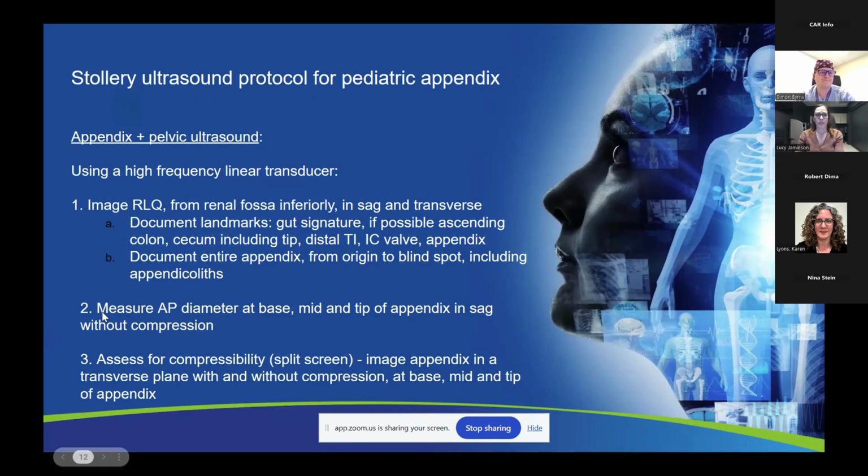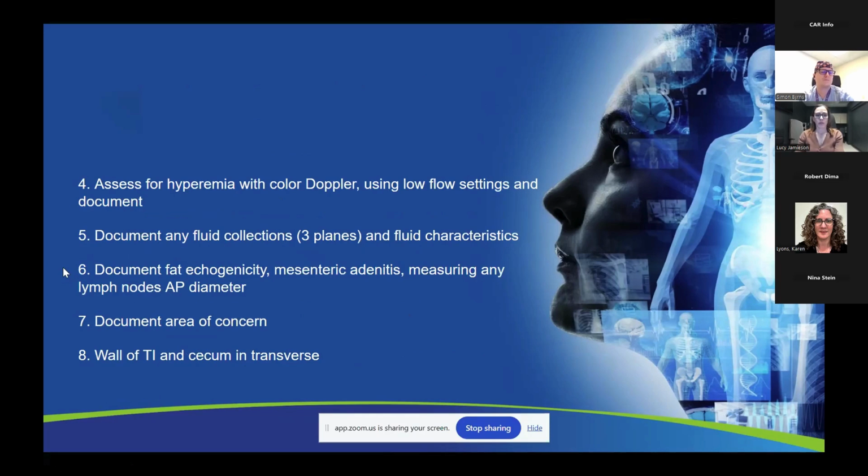Actually, I'll talk about the pathway next. This is our local ultrasound protocol. It's a targeted ultrasound of the appendix and abdomen and pelvis. I don't need to go through all of this, but it's basically a targeted ultrasound of the right lower quadrant, looking at the gut signature, terminal ileum, ileocecal valve, making sure to look at all of the appendix in different planes, and then measuring with and without compression, looking for any hyperemia, surrounding fluid collections, and then documenting that echogenic fat or mesenteric adenitis, and then any surrounding lymph nodes, any area of concern that the patient has, and then the terminal ileum and cecum.